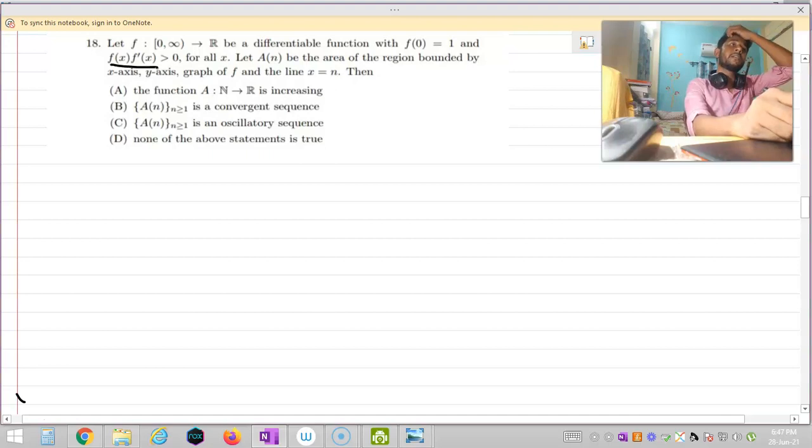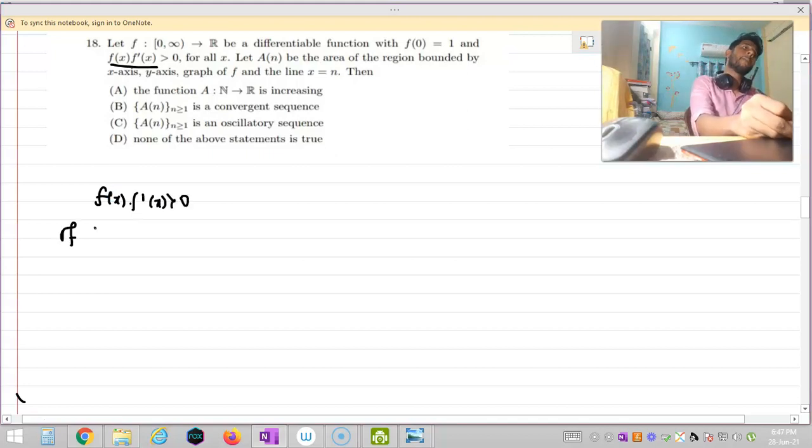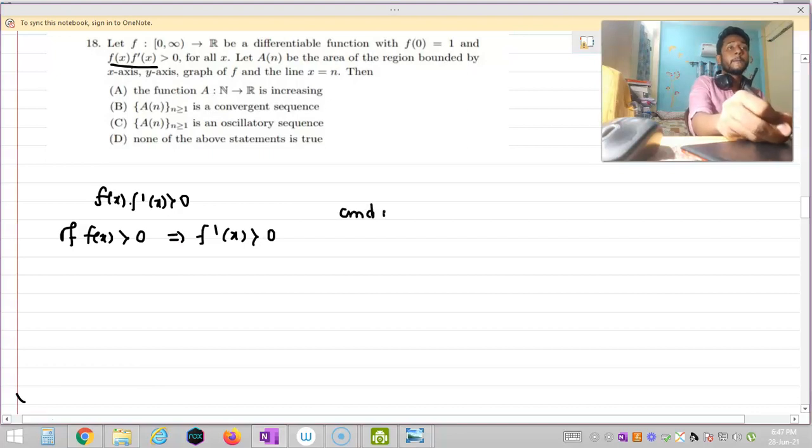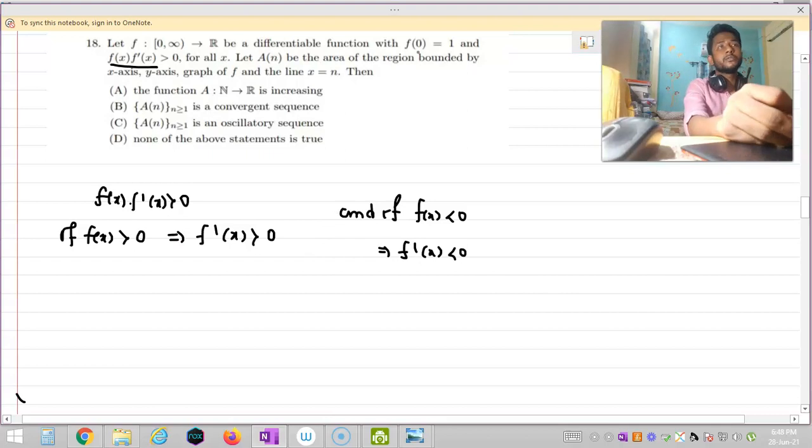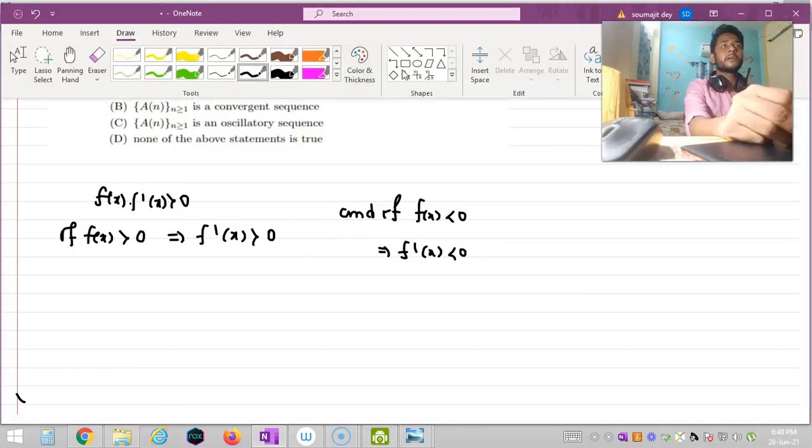Now you can see the condition: f(x) times f'(x) is greater than 0. So it means if f(x) is greater than 0, it implies f'(x) is also greater than 0, and if f(x) is less than 0, it implies f'(x) is less than 0. Also observe that f(0) = 1 is given. I am going to draw the graph of this function.